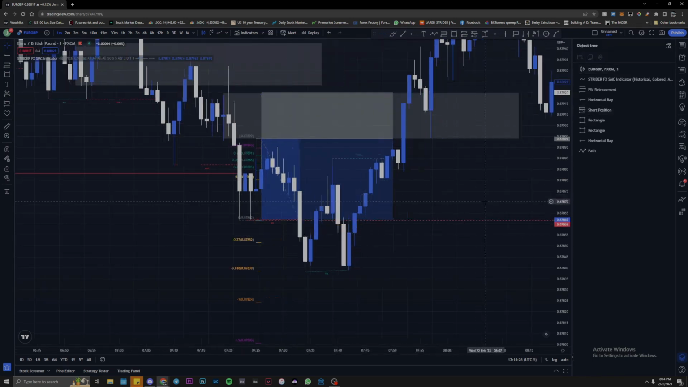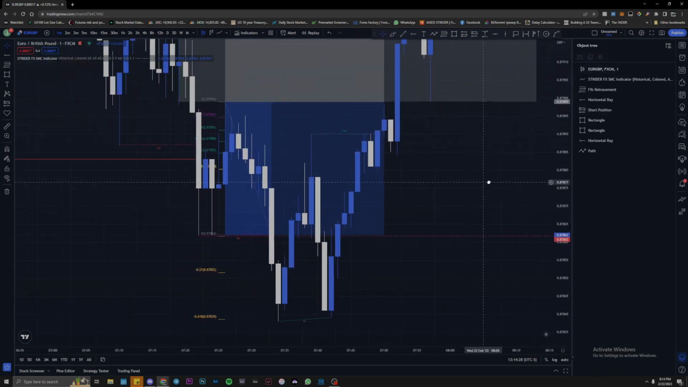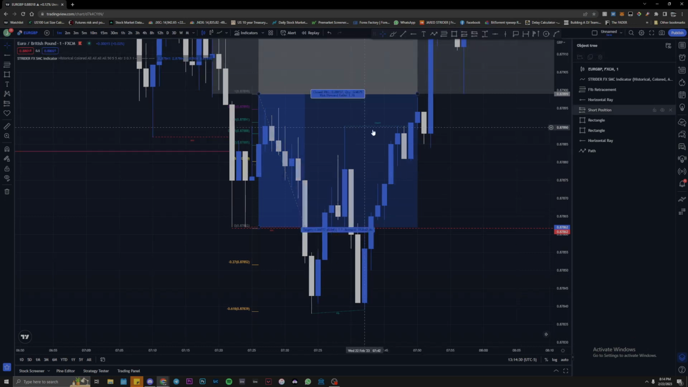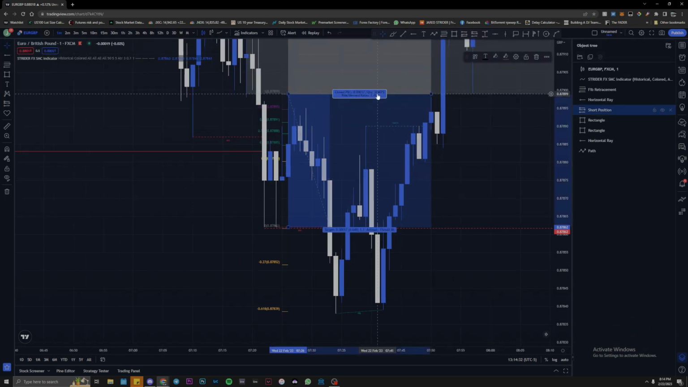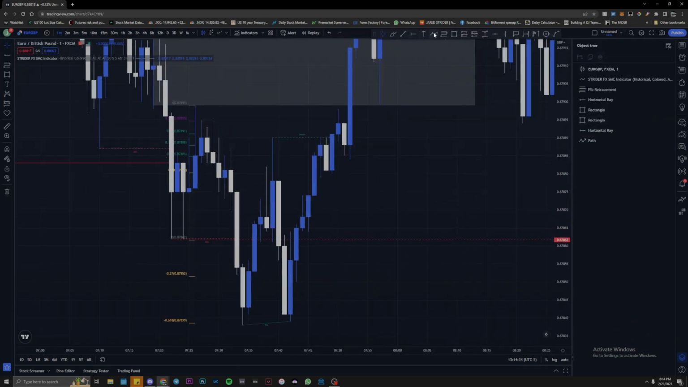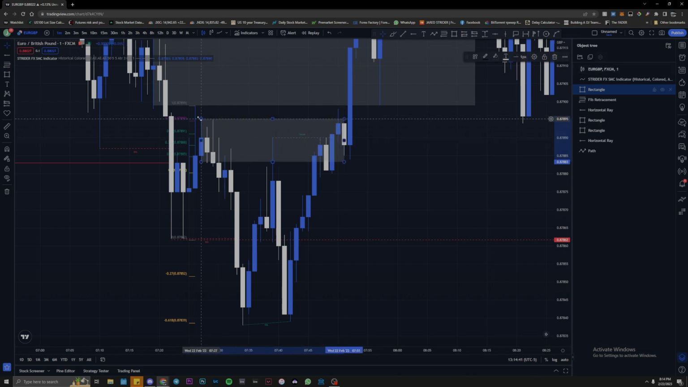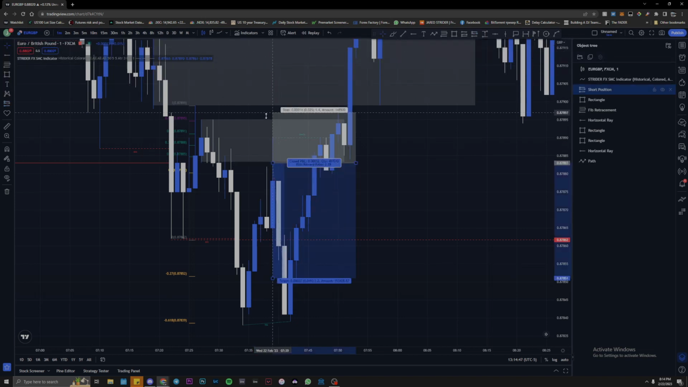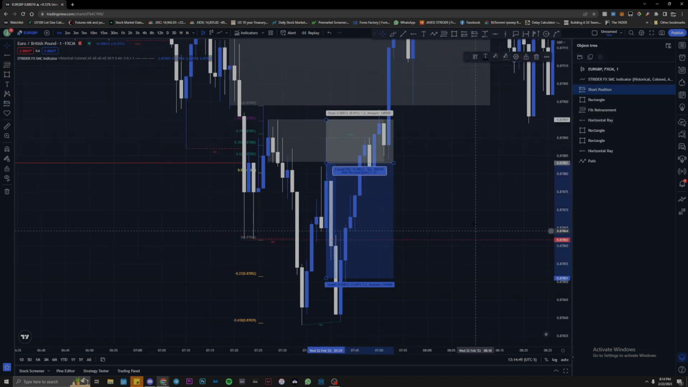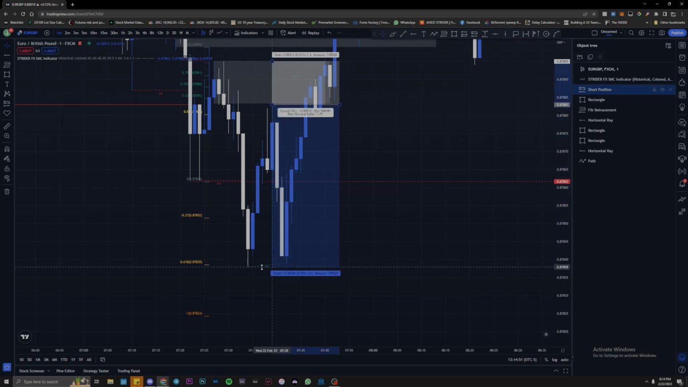So if we look here, no, sorry, he entered here. He entered off this order block. I was just getting it wrong there. This one here. Short. And targeting these lows here.